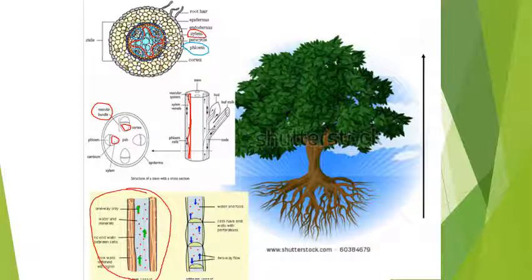This is the phloem. Then you move up into the stem or into the trunk, and you can see that the phloem sits here on the outside of what is called the vascular bundle. So the vascular bundle contains both xylem and phloem.